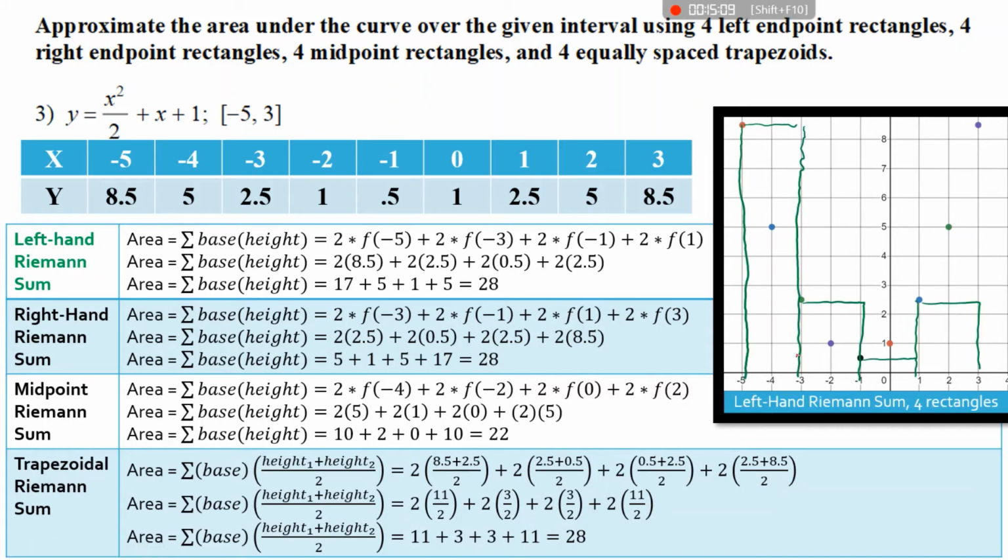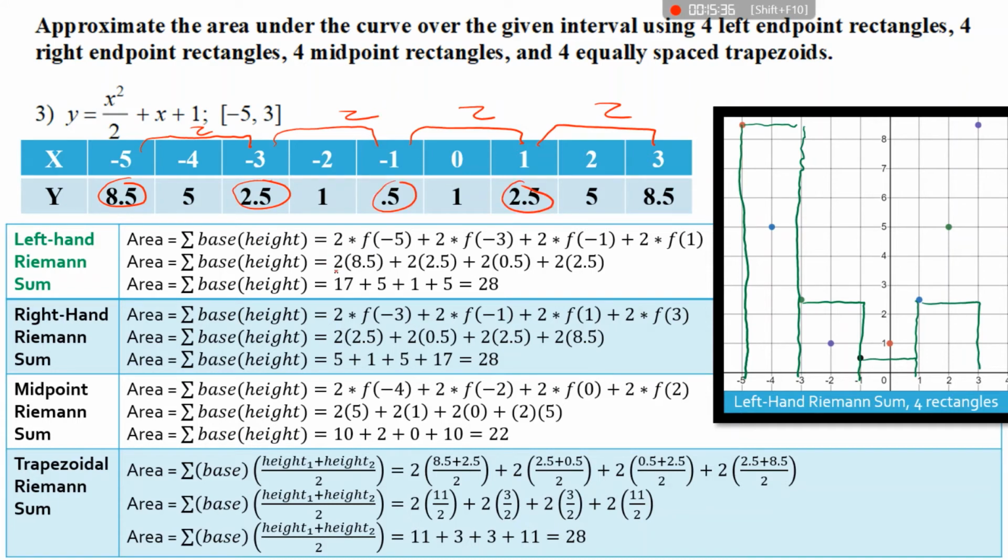graphically would look like this. So we've got 1, 2, 3, 4 rectangles is the goal. That means since I've got 8 units from my start to finish, each rectangle should have a base of 2 this time. And then I'm going to take my heights from the left. So this is 2 times the 8.5, 2 times the 2.5, 2 times the 0.5, and 2 times the 2.5.